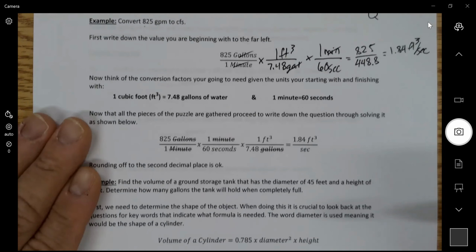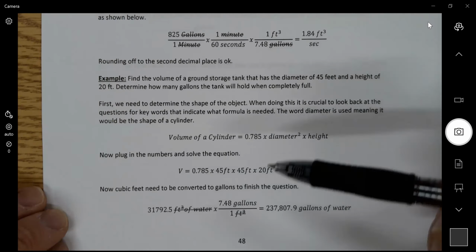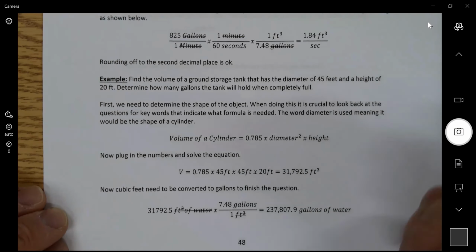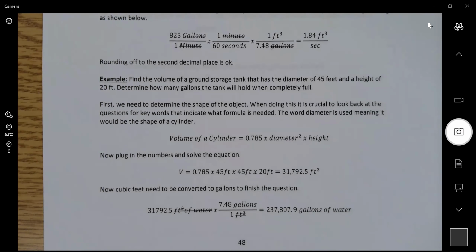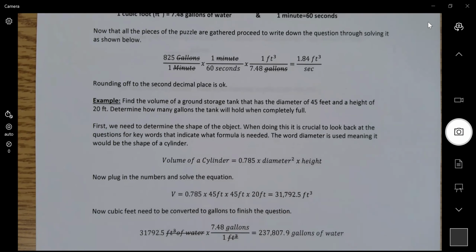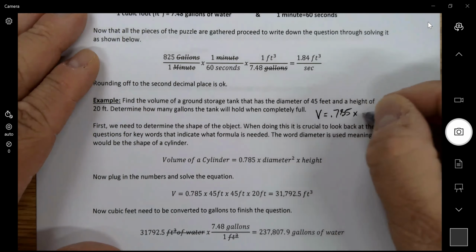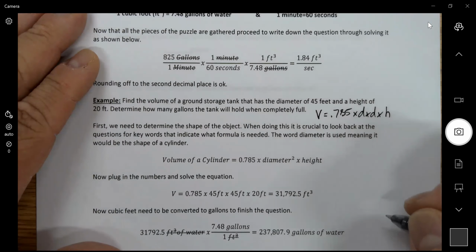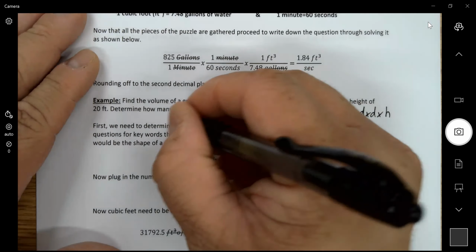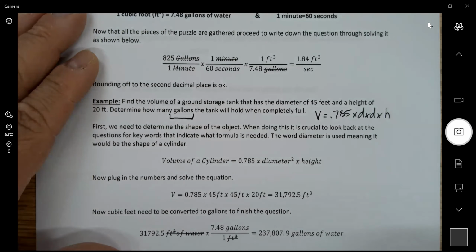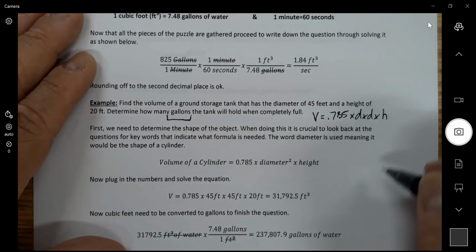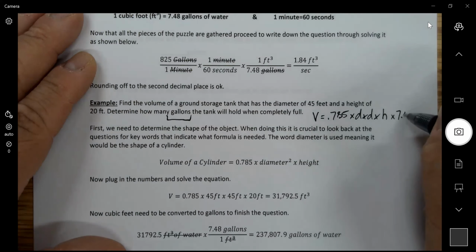Okay, so here on the bottom, we're going to find a multi-step example, this page and next, with more questions adding upon themselves, okay? So find the volume of a ground storage tank that has a diameter of 45 feet and a height of 20 feet. Determine how many gallons this tank would completely hold. Well, if we remember, the volume formula for a cylinder is 0.785 times diameter times diameter times the height. This question is asking for gallons. How do we go from cubic feet to gallons? Does anyone remember? Well, you just multiply by 7.48.